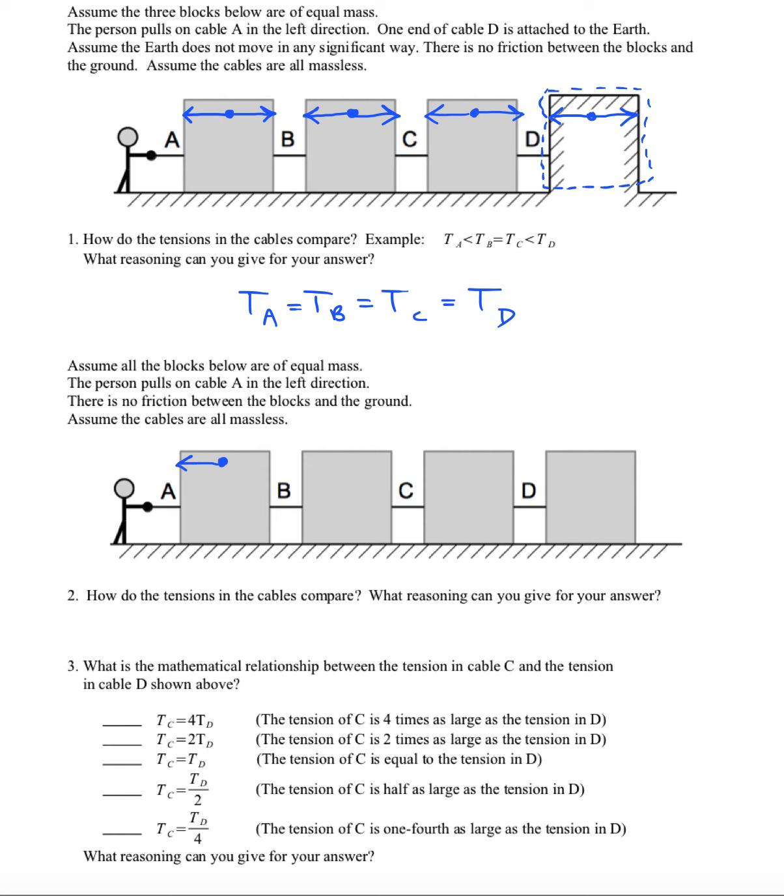Cable A pulls on the first block. But we know that the blocks are going to accelerate. How do we know this? There's no friction between the blocks and the ground. So we have to create a free body diagram which is accelerating to the left toward the person. The only way this could happen is if the force pulling from cable B is less than the force pulling from cable A.